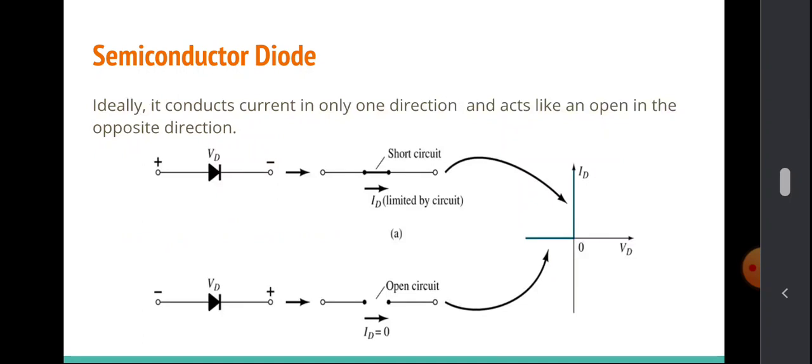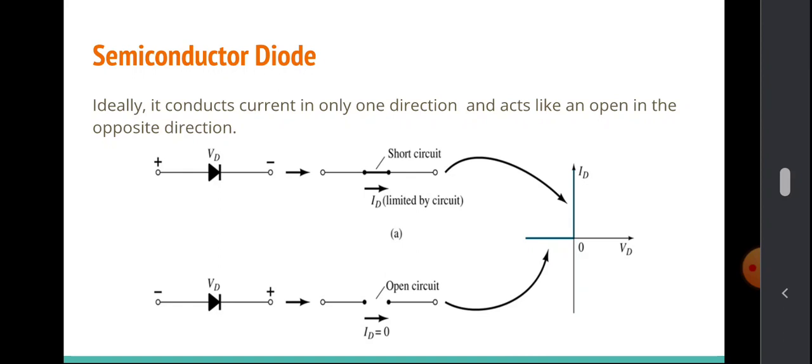Ideally, it conducts current in only one direction and acts like an open in the opposite direction. So if you look here, the polarity of the first diode is positive to negative. So the current flows from positive to negative. Ideally, it will become a short circuit when the current flows through the diode, where the voltage V sub D is 0.